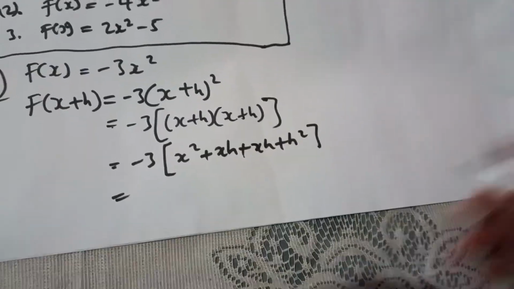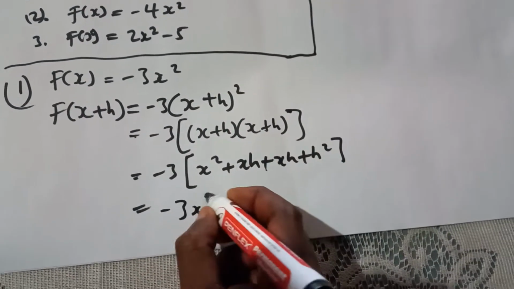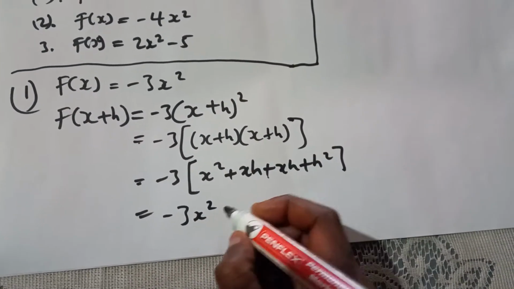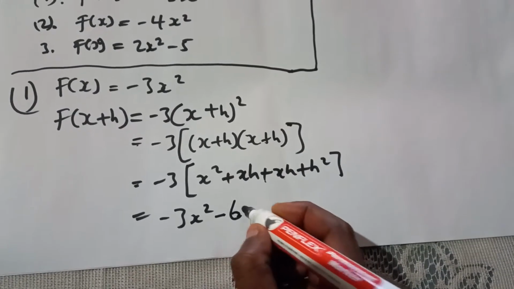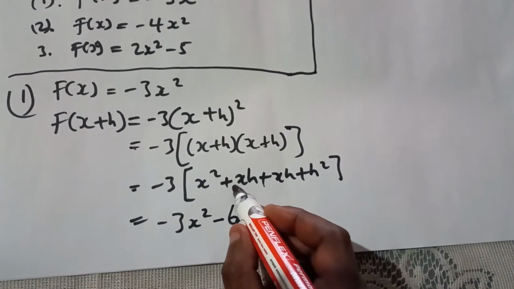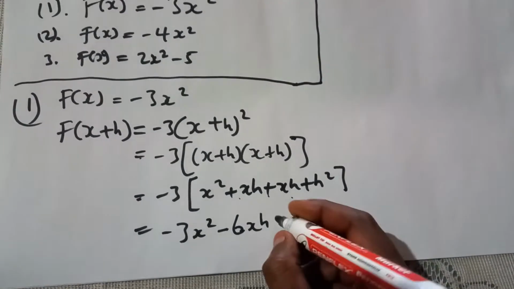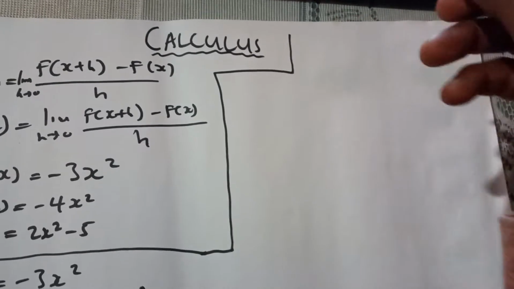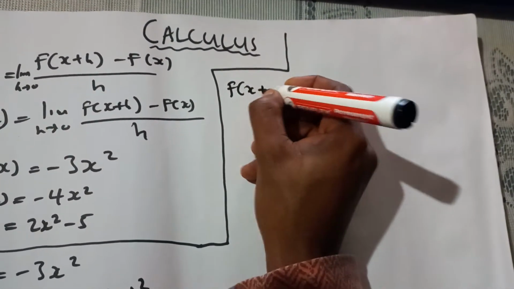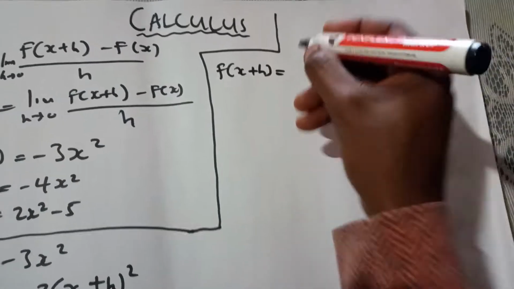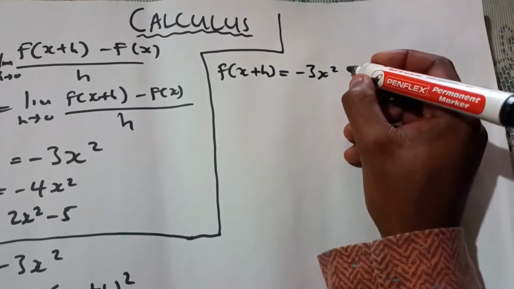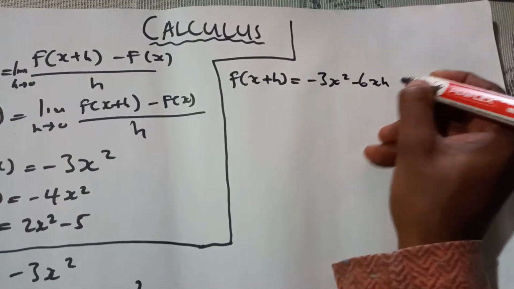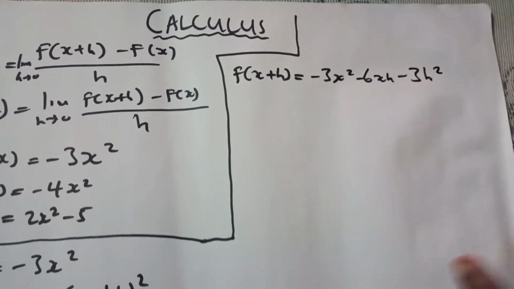Now we multiply everything by 3. So it's going to be negative 3x squared. This is 2, remember? So it's negative 6xh. Remember, this is 2. Minus 3h squared. So therefore, our f of x plus h is equal to negative 3x squared minus 6xh minus 3h squared.